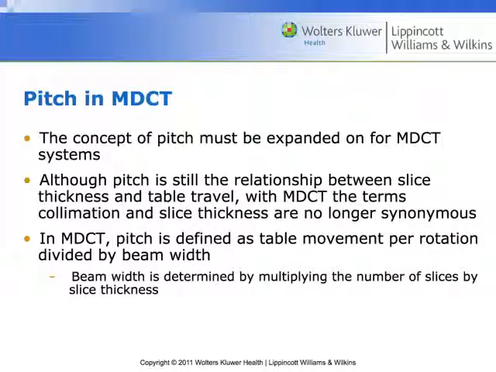Anytime we're talking about pitch in multi-detector CT scanning, we have to expand the way that we're talking about it. We're still going to talk about a relationship between slice thickness and table travel, but as I mentioned, in multi-detector systems, collimation and slice thickness are no longer synonymous. So we can talk about beam pitch or table pitch. Typically what we talk about is beam pitch because it's what the physicists prefer, right? There may be times that we need to calibrate according to table pitch, but for all of our purposes in this class, we will be talking about beam pitch. Beam width in a multi-detector system is determined by multiplying the number of slices by the thickness of the beam.